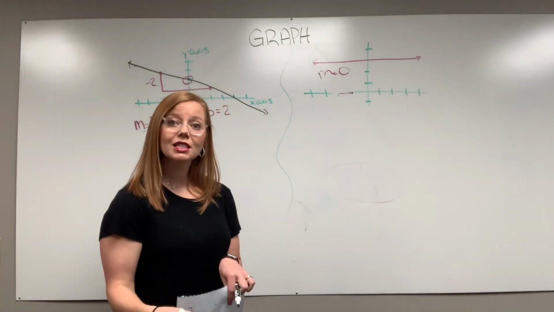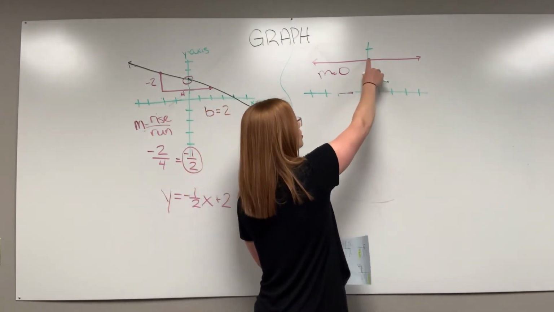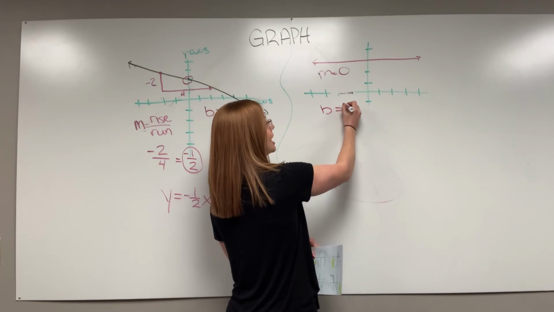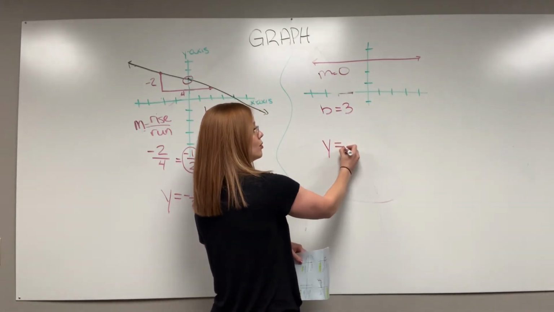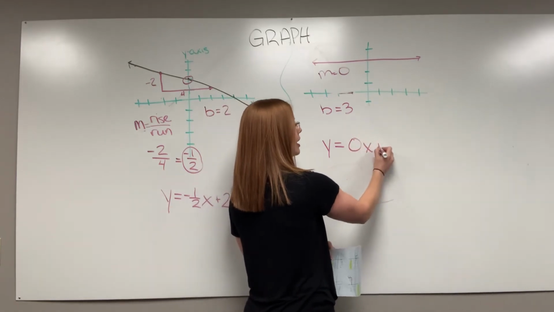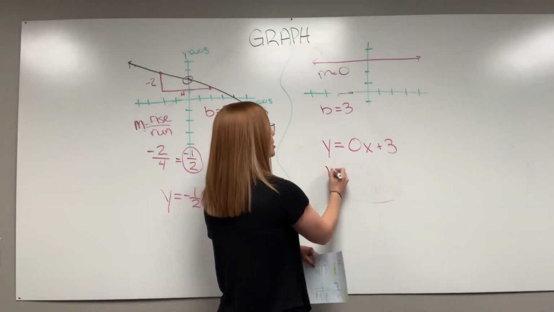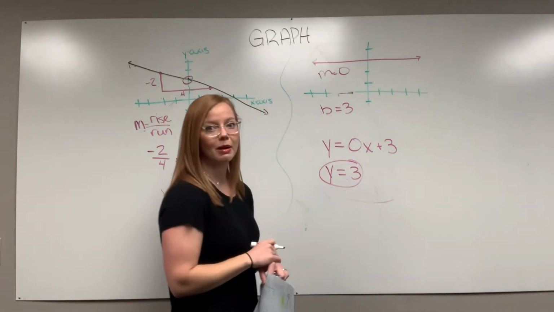But I can still see where it's crossing the y-axis. It's crossing right up here at 1, 2, 3. So my y-intercept in this case would be 3. So my equation, y equals 0x plus 3. Since there's 0 of them, we don't need to write that. We can just write y equals 3. And that's my equation.